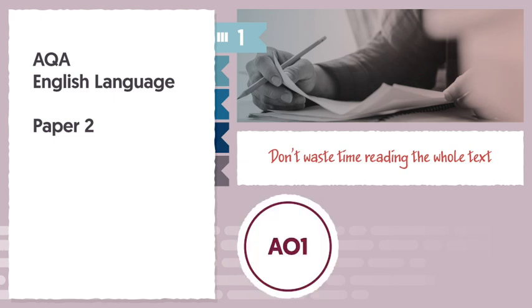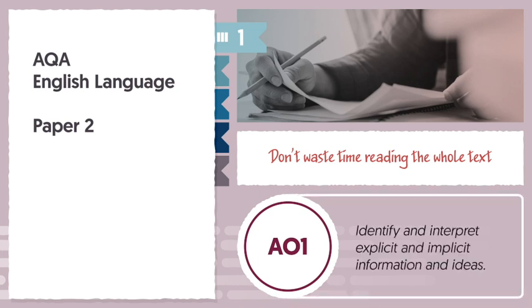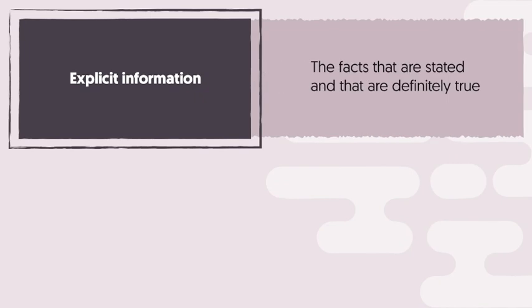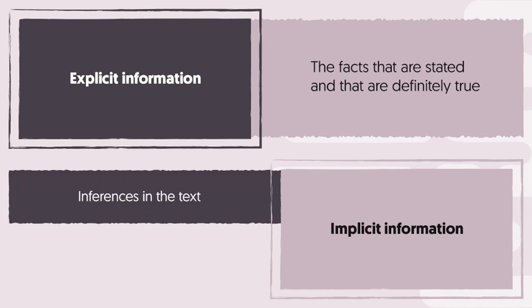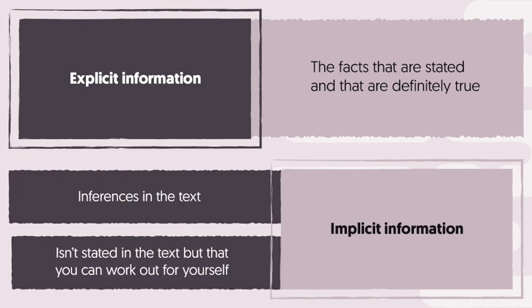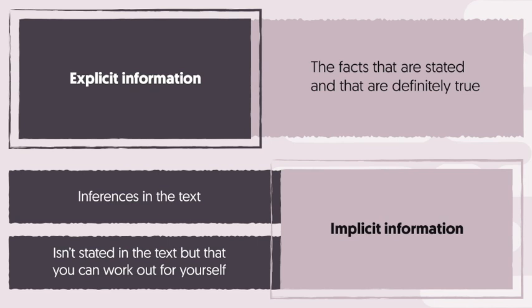A good thing to remember here is that Paper 2 Question 1 examines Assessment Objective 1. That's your ability to identify and interpret explicit and implicit information and ideas. Explicit information means pulling out the facts that are stated and that are definitely true, and implicit information is about working out the inferences in the text. In other words, what isn't stated in the text, but that you can work out for yourself by reading it.